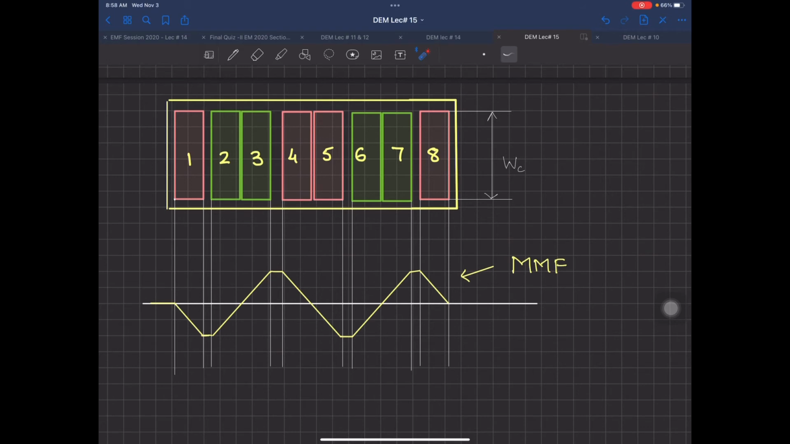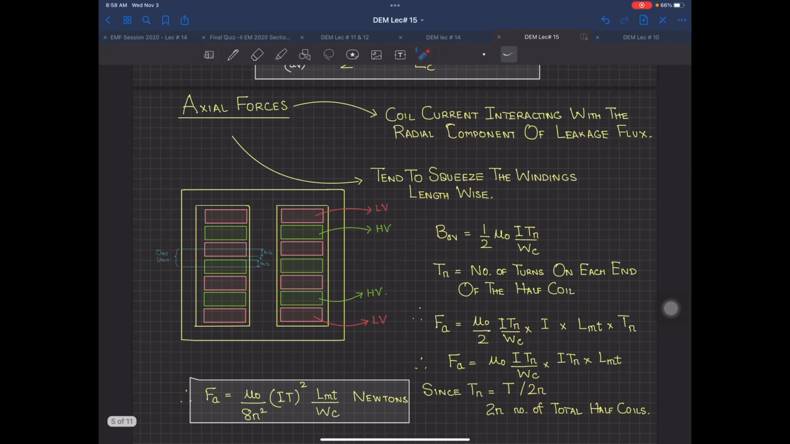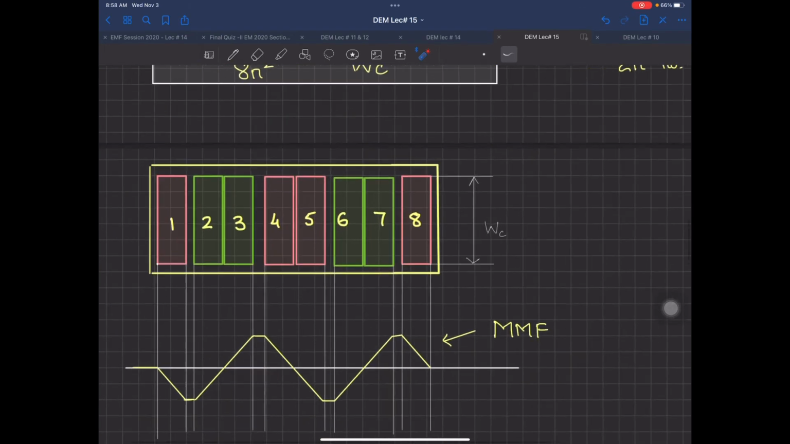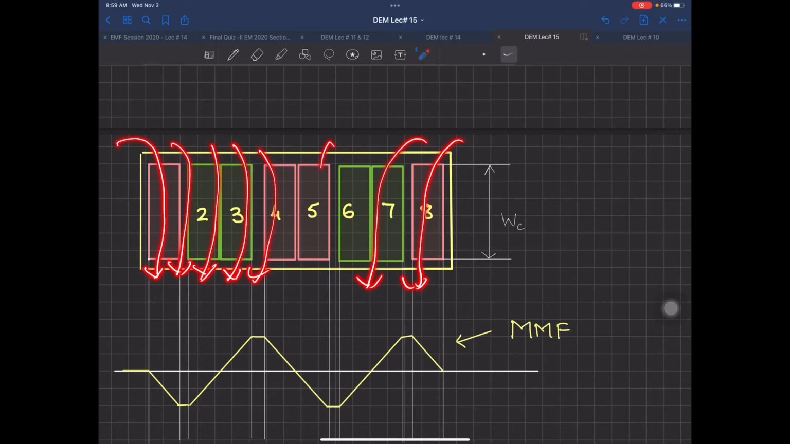So now what is this WC? This WC is the width of your winding. And why am I talking about this one? Because I am talking about axial forces. Axial forces in this winding will be in what direction? Can someone tell me? The flux of this winding is coming like this. This is over here, this is over here, this is over here, similarly over here, similarly over here, like this.